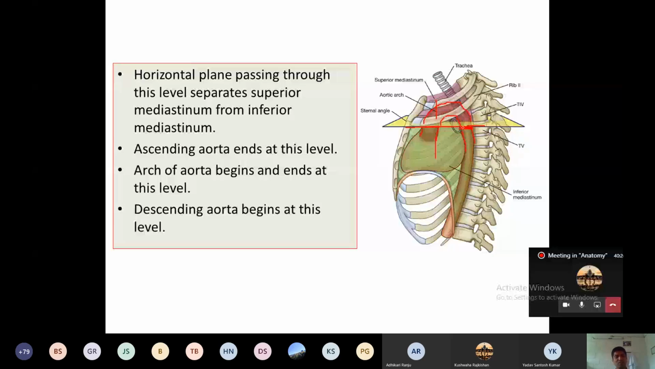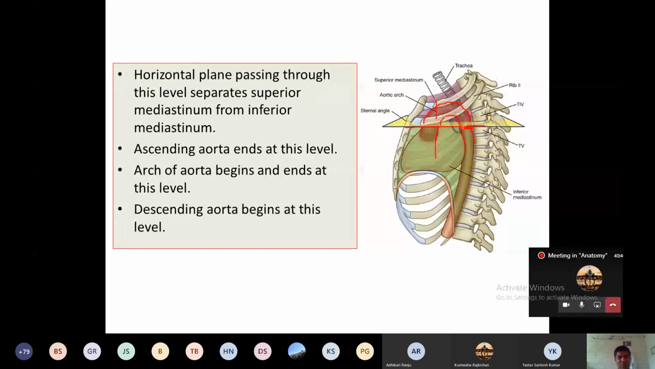So you can now say the part of the aorta which lies superior to the transthoracic plane or the sternal angle level is the arch of aorta. Detail about the arch of aorta again we will discuss later. Do not worry at this point. Just know the name of the structure now.